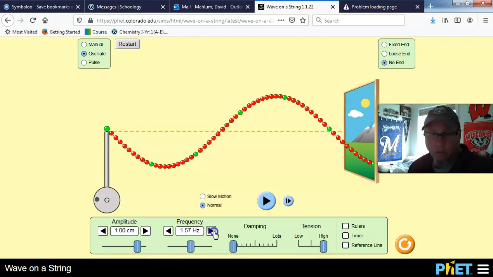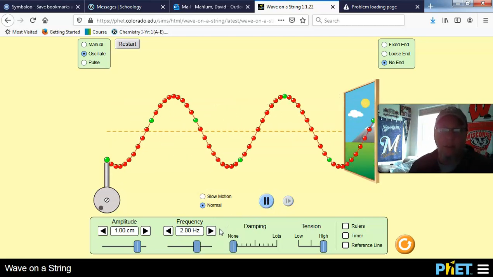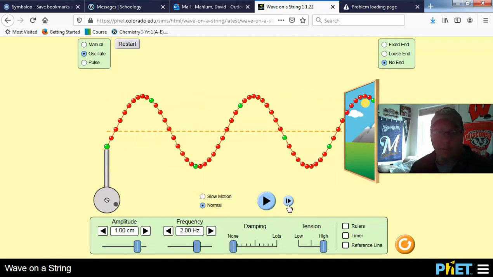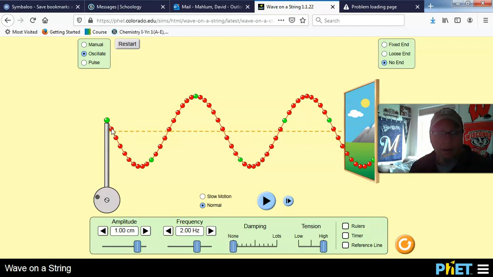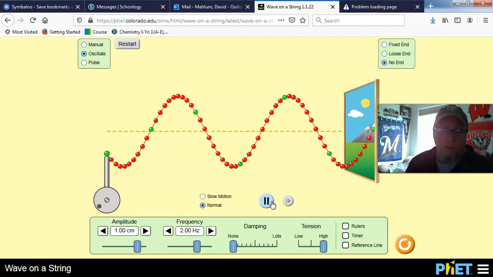It's just the number of waves that you see in the given unit of time. I don't know how much time this screen is supposed to represent. Let's just call it a second. So this is now a frequency of 2. And again, if I stop it and let it go forward just a hair, this is 1. This is 2. So that's a frequency of 2 waves. So there you go, frequency of 2 waves.